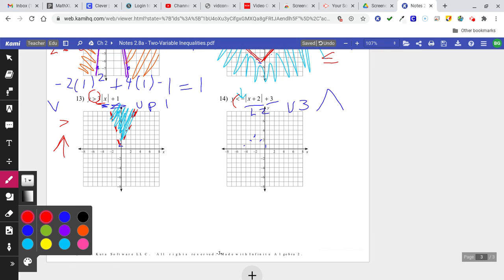We look at our inequality symbol, less than. There's no equal sign, so we know that means dotted. So give it a dotted line. Wow, that is terrible. Let's try that again. A little bit better, I guess. Dotted line, and less than, so we're going to shade down. We shade down below like this. There you go.